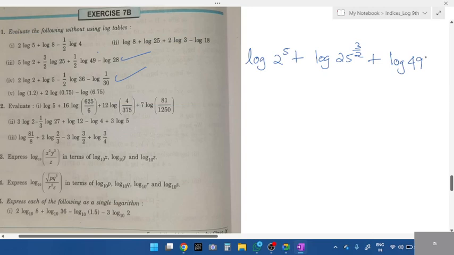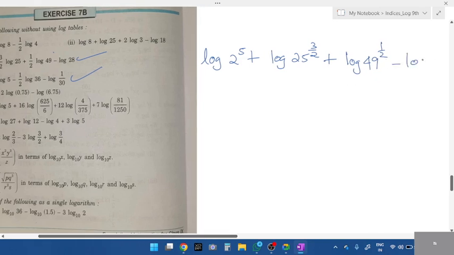Hmm. Then others tell me, respond. 49, 1 by 2. Next, minus. Then, what's the answer? How do you write 25? 25, I can write it as. So, what is pi cube? Yeah, what is pi cube? The next.